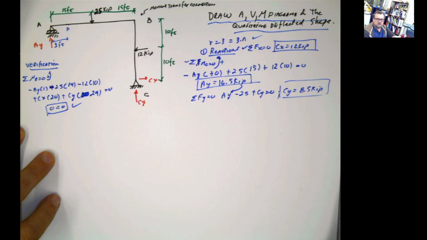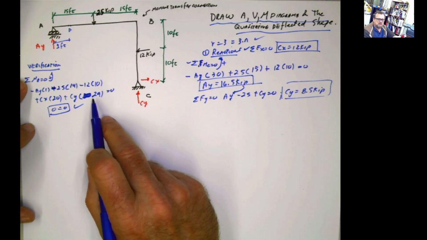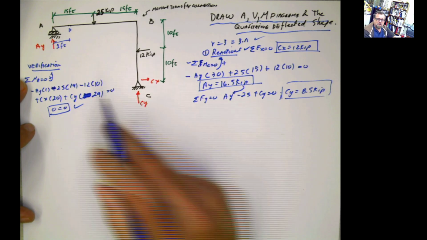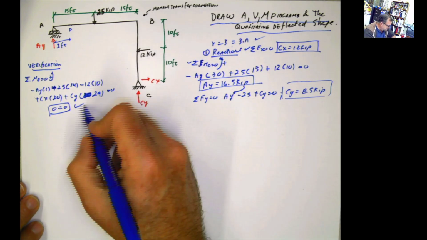Now be careful, because I have seen students who have the reactions correct the first time, and then they mess up, like I did here, in one of the distances, and then you think the reactions are incorrect, and it happens that your verification is incorrect, not the reaction. So anyway, this is correct.